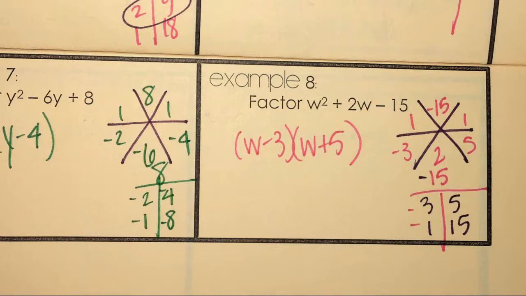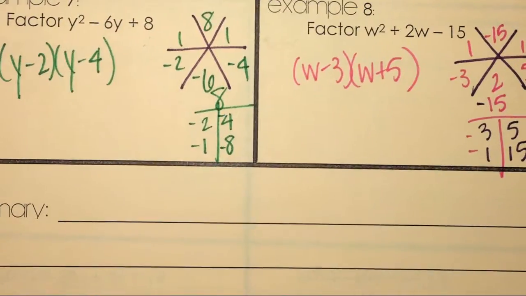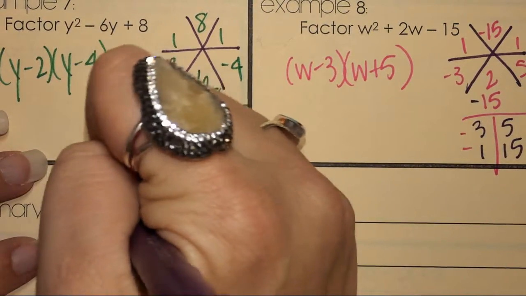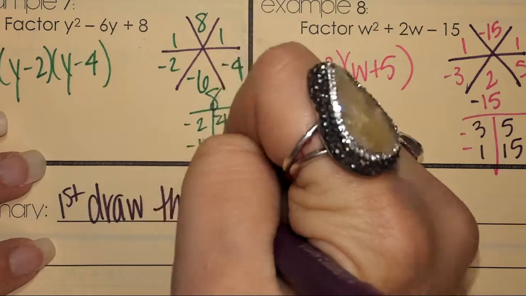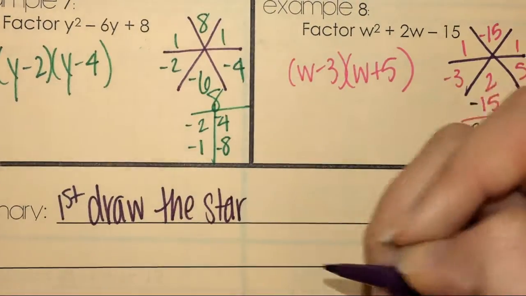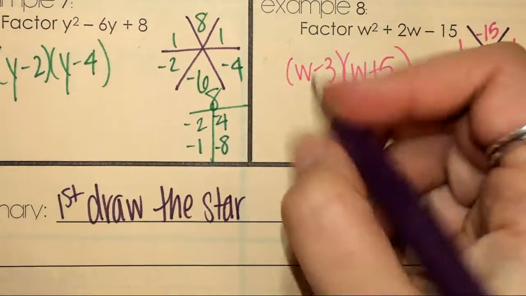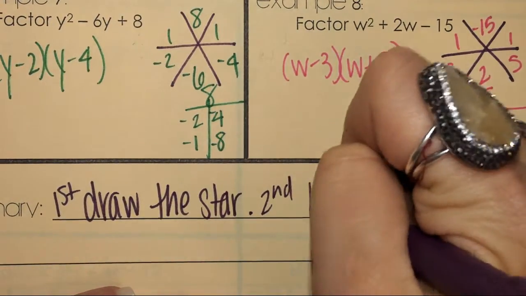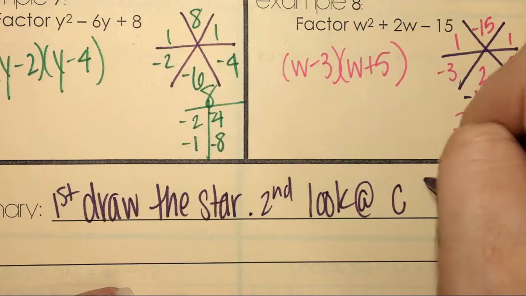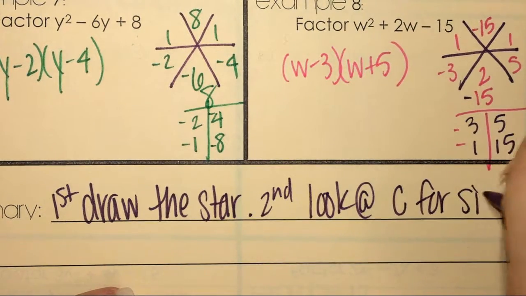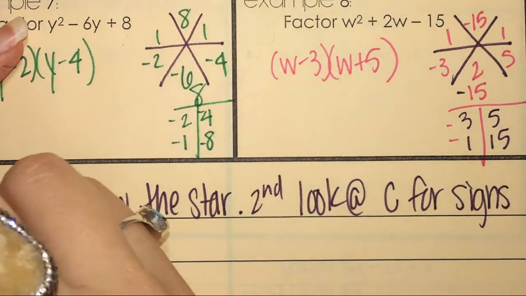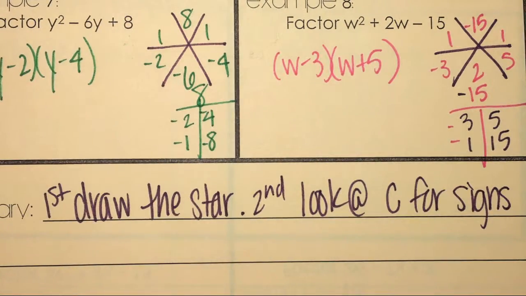Alright, let's summarize what we did. What's the first thing we do every single time? Draw the star. Whatever it is, first, draw the star. Alright, then do we have to look at C to figure out what our signs are going to be? Yes. Alright, look at C for signs. And then what's the last thing we do each time? Find two numbers that go with the star.